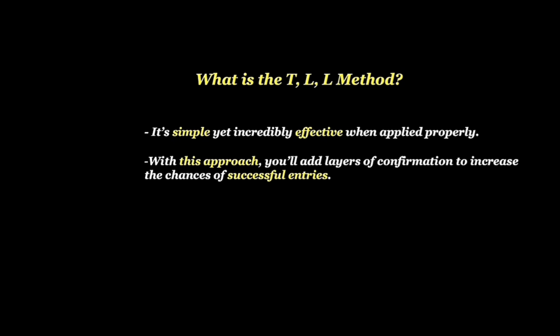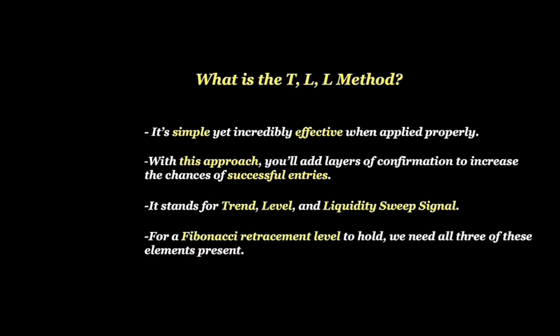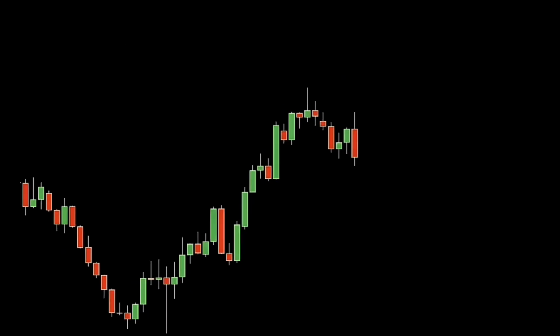Let's go over what the TLL method means. It stands for trend, level, and liquidity sweep signal. For a Fibonacci retracement level to hold, we need all three of these elements present. Let me walk you through a chart example to explain.